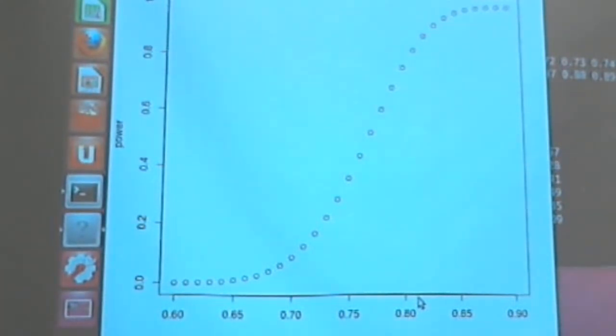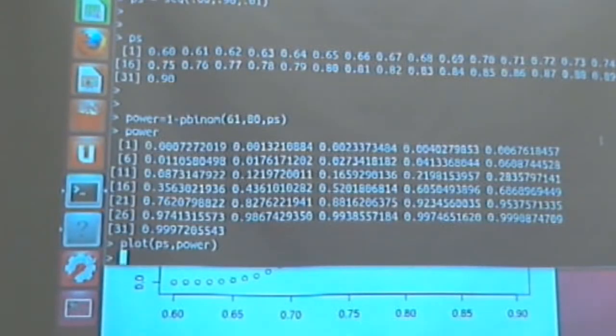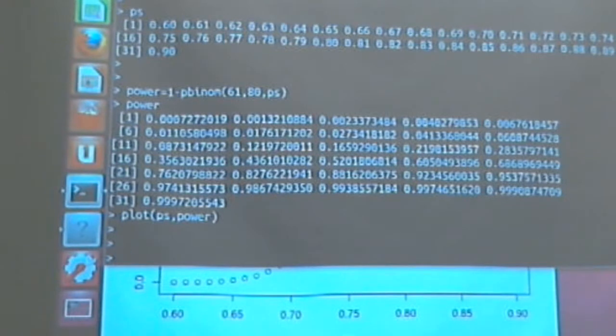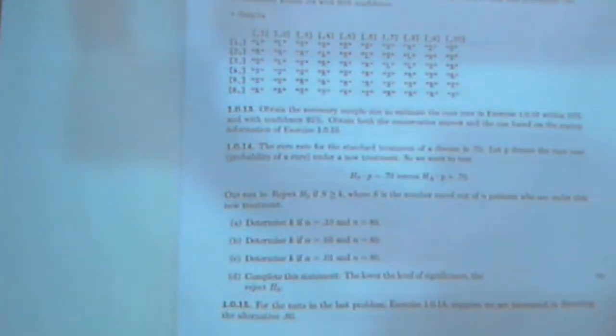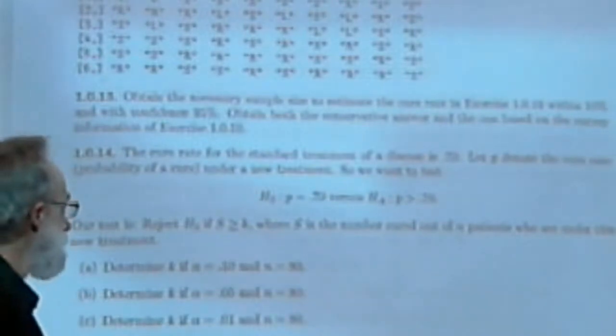The other thing we should talk about is, I guess we should go to another thing. Suppose we decrease alpha. Suppose we're going back to the problem. Suppose you want a 5% test. You want a 5% test.